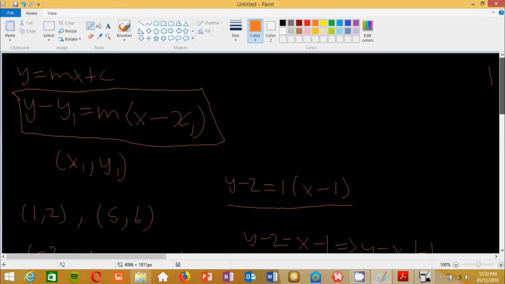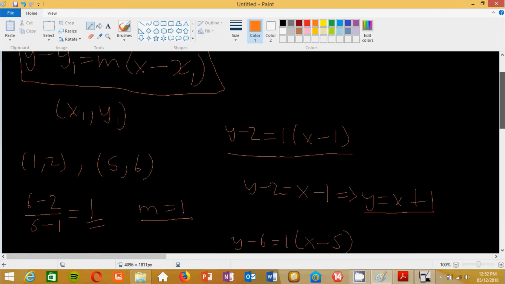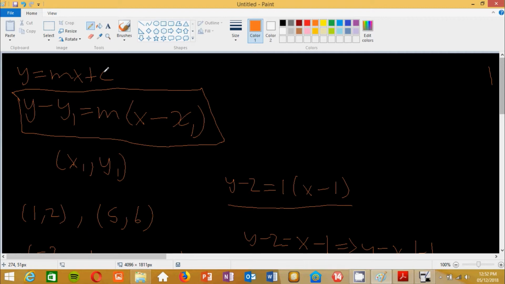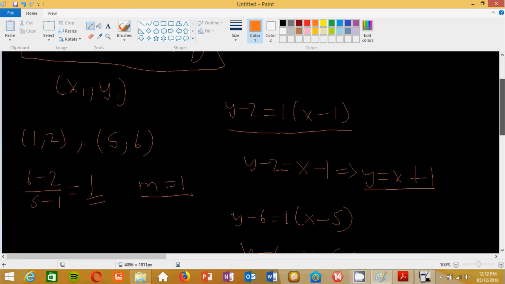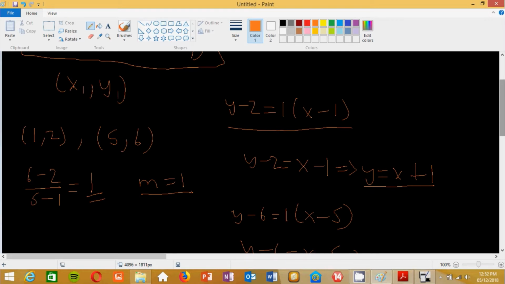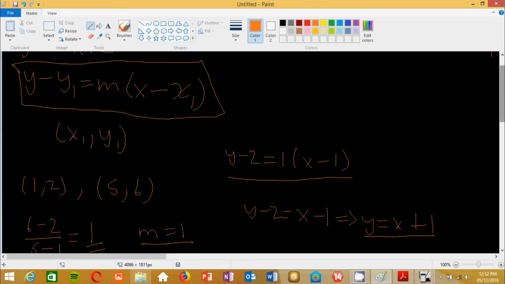So you could have used this method, but this one is a bit quicker if you think about it, because in this one you have to find c. That's another process, because finding c is another thing on its own, whereas with this method all you need to do is find the gradient and then just plug in these coordinates into this expression.